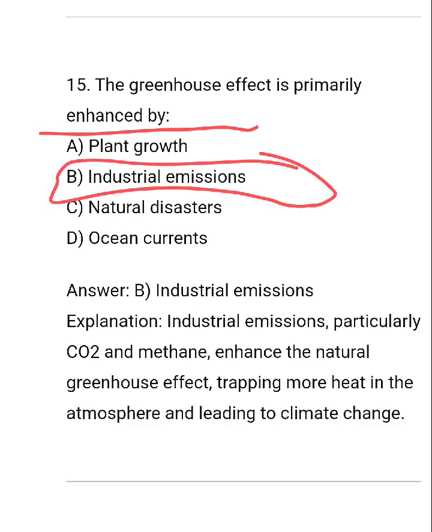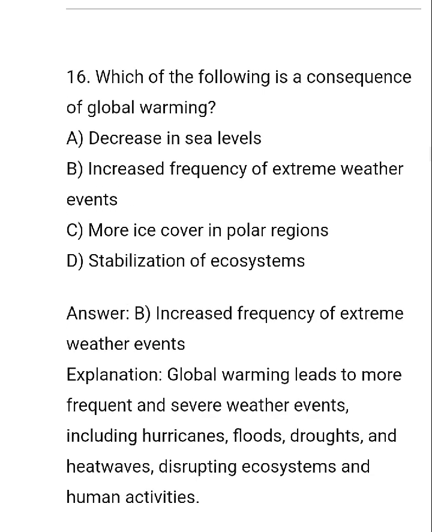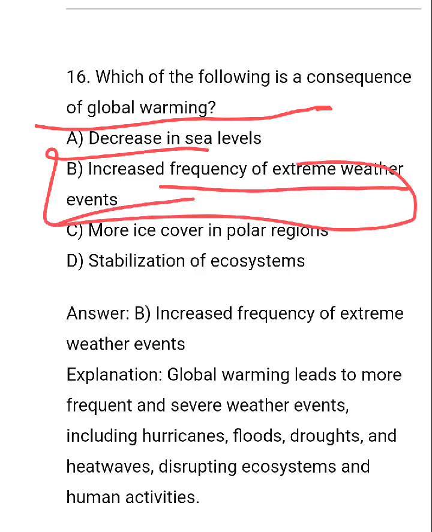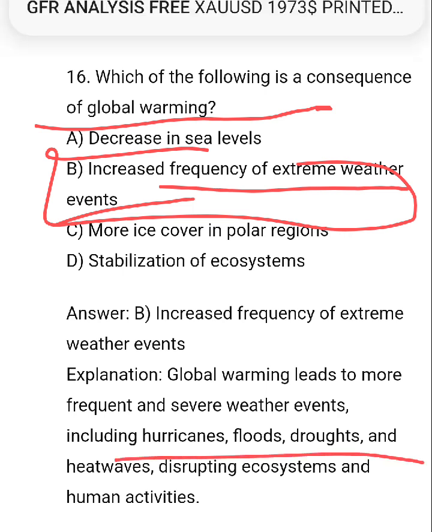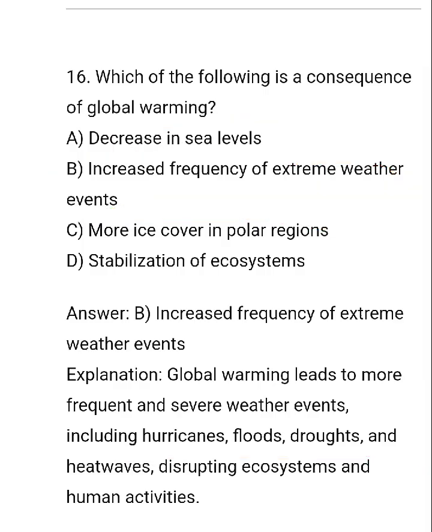Option number B. Next, which of the following is a consequence of global warming? So increased frequency of extreme weather events like floods, droughts, hurricanes, heat waves. So these are the consequences of global warming.